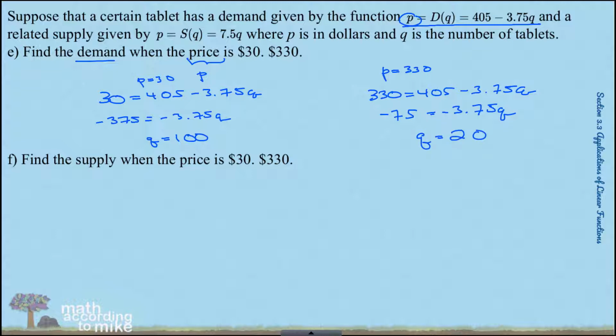So notice price went up and quantity of demand, I should say, went down, which is what we should expect for the demand function. When price goes up, quantity slash demand in this case goes down.